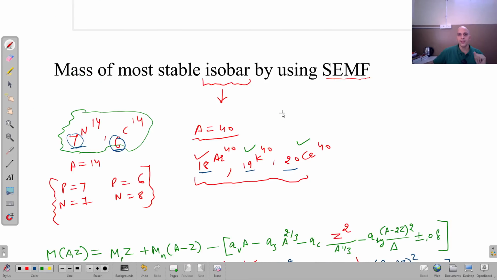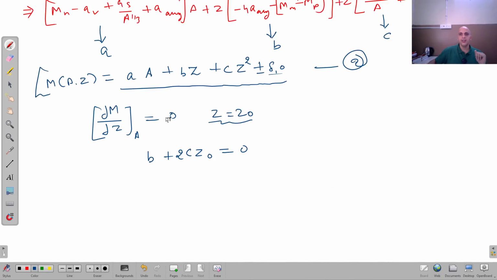You can see here, I think I have erased it. This term was plus minus A pairing energy upon A power 3 by 4. So it does not contain Z anywhere, and obviously the differentiation will be 0. So I got this one. From here, Z naught is equal to minus B upon 2C.